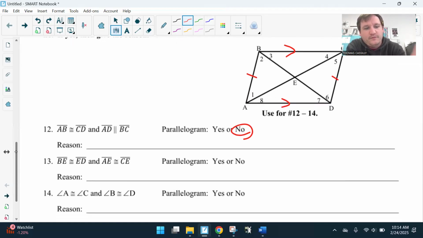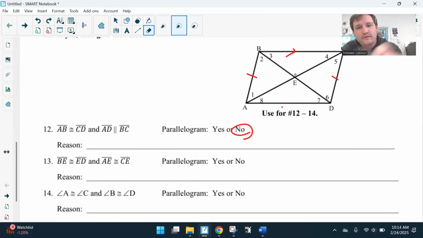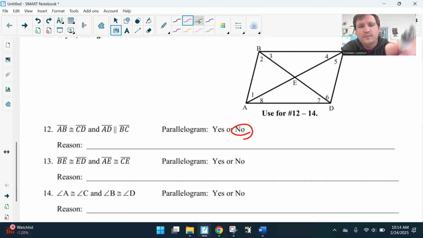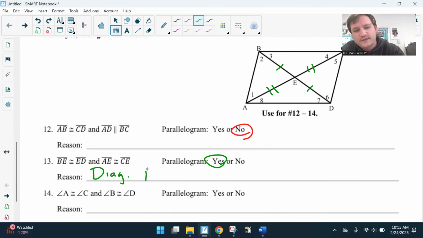The next one, we have AC. Let's get rid of this. How about BE? Sorry. BE is congruent to ED, and AE is congruent to CE. Is that enough? Yeah, that's enough. We know the diagonals bisect. I'm going to do a lot of abbreviating here. That was a property we have of a parallelogram. In every single parallelogram, those diagonals are going to cut each other in half.